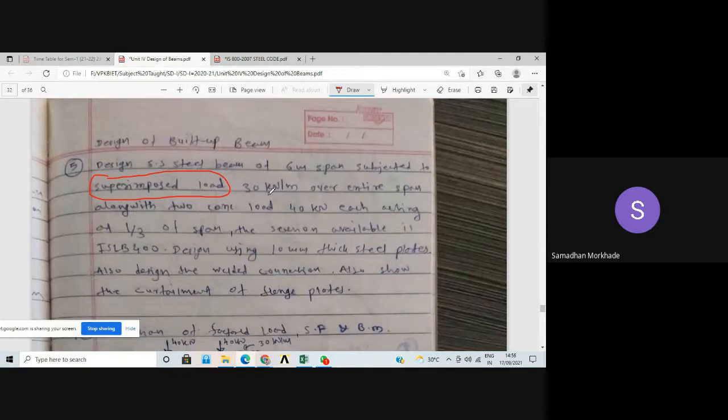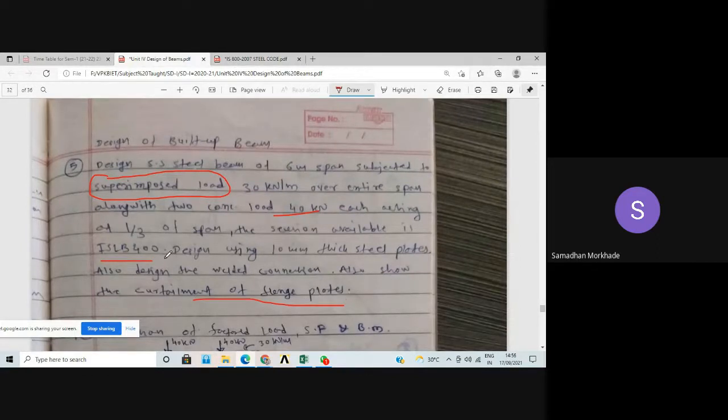30 kilonewton per meter over the entire span, along with two concentrated loads, two point loads, 40 kilonewton each, acting at 1/3 of the span. The section available is ISLB 400, to be strengthened using 10 mm thick steel plates. Also design the welded connections. Also show the curtailment of flange plates.